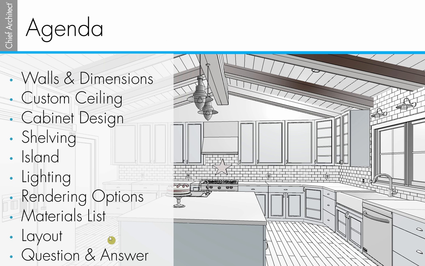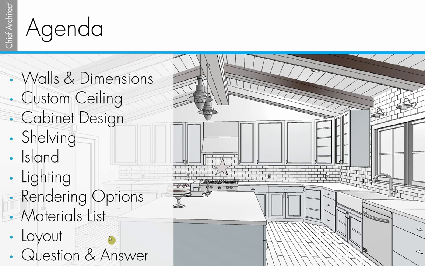We'll start today by drawing out walls and dimensioning them. I'll create a custom vaulted ceiling with beams. We'll spend the majority of our time designing out cabinets within the program. And then we'll add in some custom shelving and an island. I'll also generate an electrical plan. And then I'll show you some rendering options. We'll generate a materials list, layout sheet. And like I said before, if you do have questions, chat those in and we'll respond to you as we go.